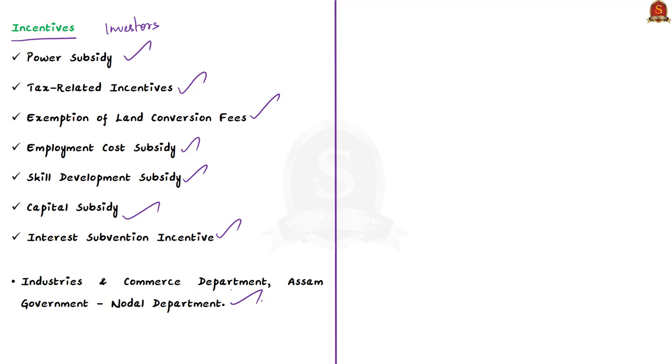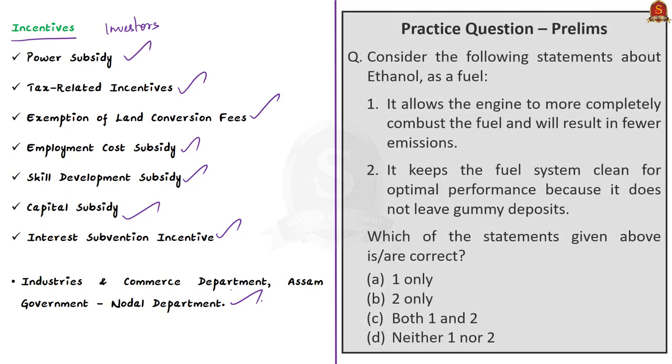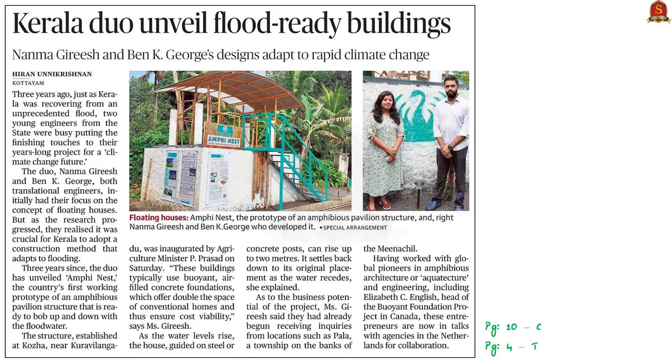So with this, we have come to the end of this discussion. In this discussion, we saw why ethanol is used as a fuel and some of the significance of ethanol, and a policy called Assam Ethanol Production Promotion Policy 2021. And we saw what are the objectives of this policy and who are eligible to avail this policy. So with this information in mind, now let us move on to the next discussion.